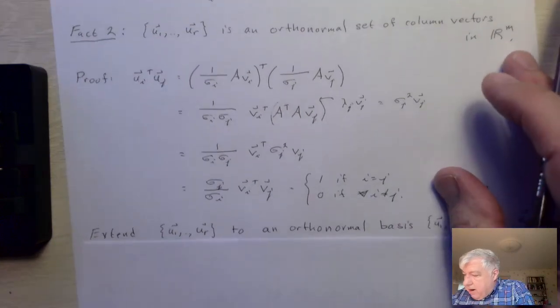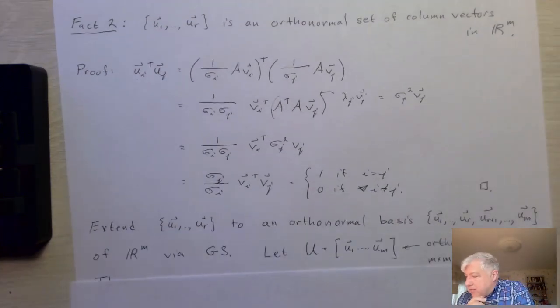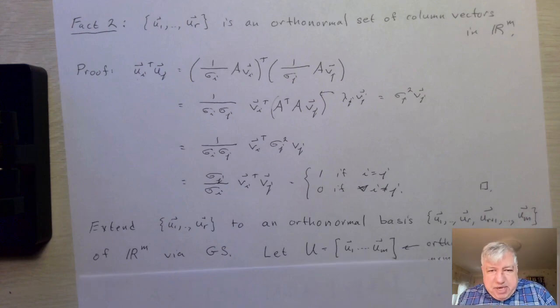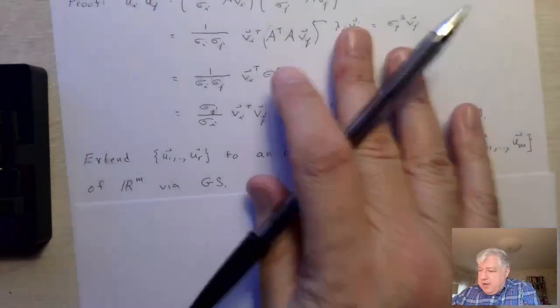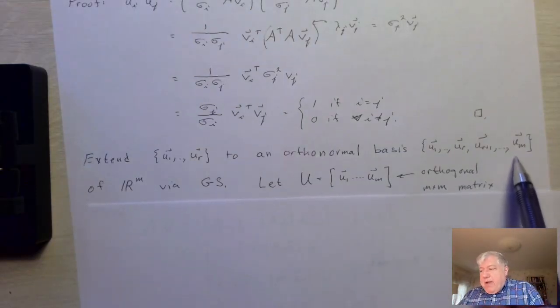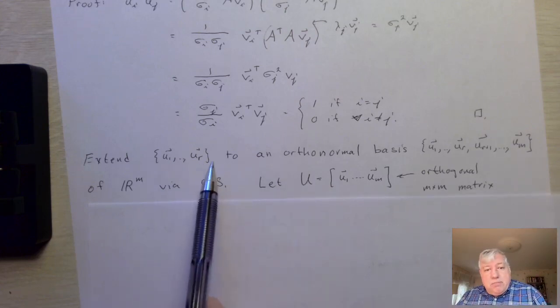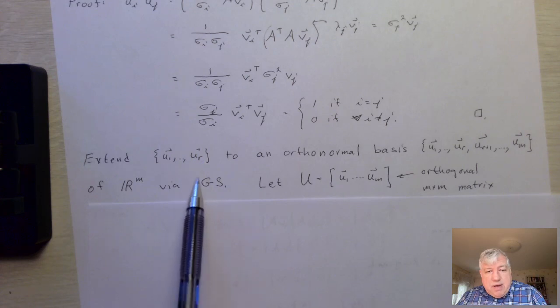Now, we can extend this to an orthogonal basis of R^m via Gram-Schmidt. Now this is the one tricky part of this whole process, and sometimes you might have to extend it. Sometimes if R is equal to m, then there's no problem. But we can extend this by using Gram-Schmidt.